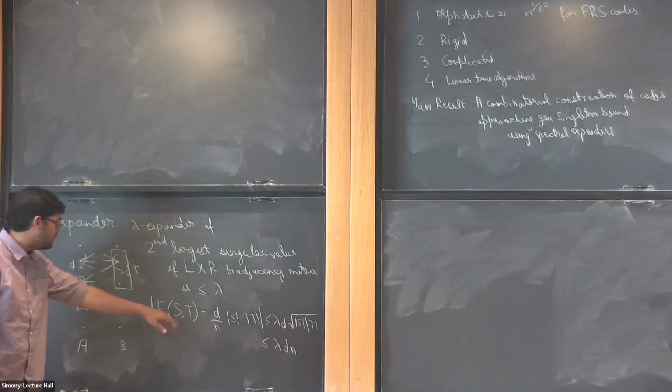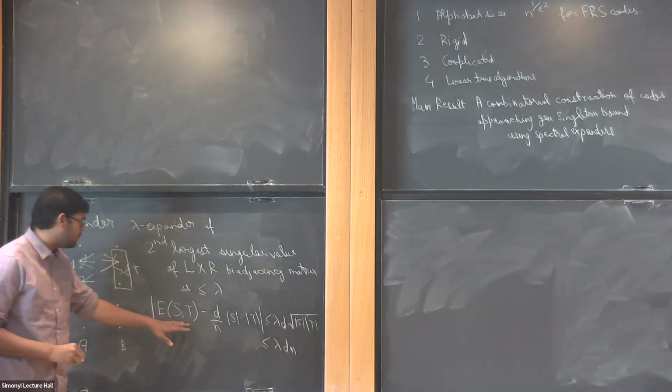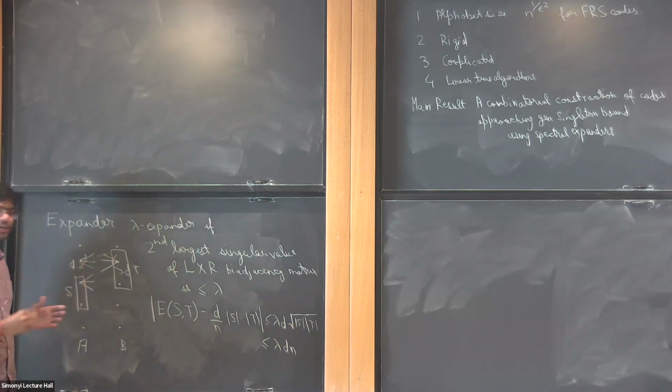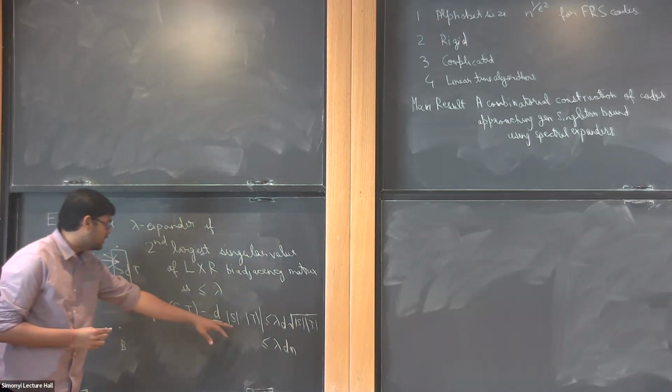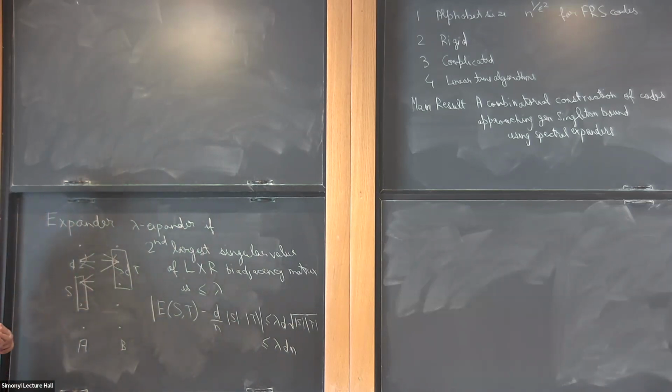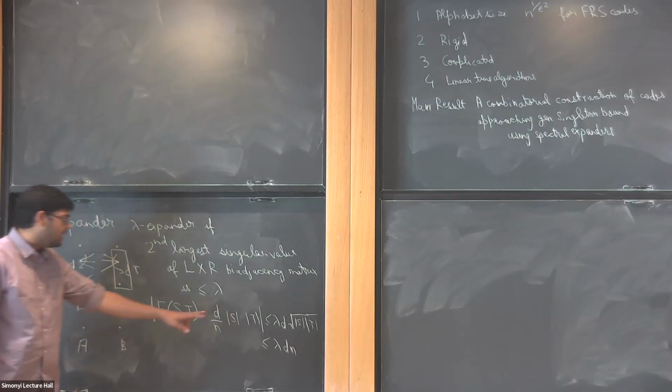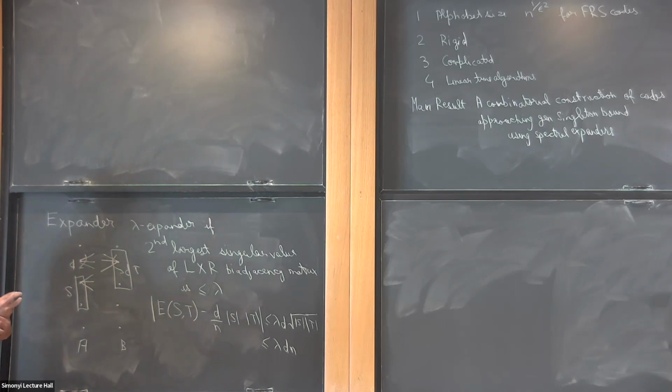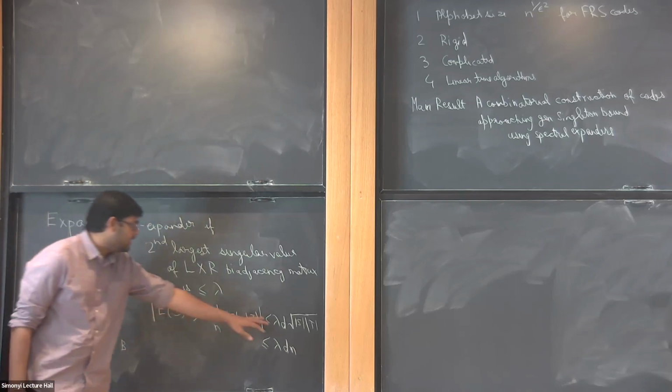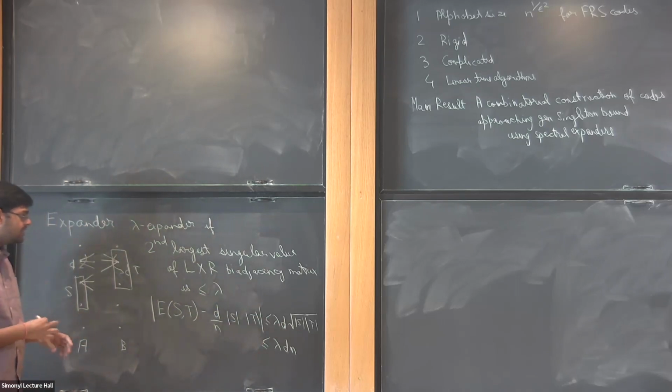So the number of edges between S and T can be approximated by D over N, which is the global edge density, multiplied by the total number of possible slots between S and T. So D over N is the global edge density because each vertex has D edges leaving it. The number of slots between S and T are S times T. And for every S and T, this approximation is almost correct, up to this error that has lambda with it. So generally we write the error term as lambda D square root ST. I'll just be needing a weak variant of this where it's lambda DN.